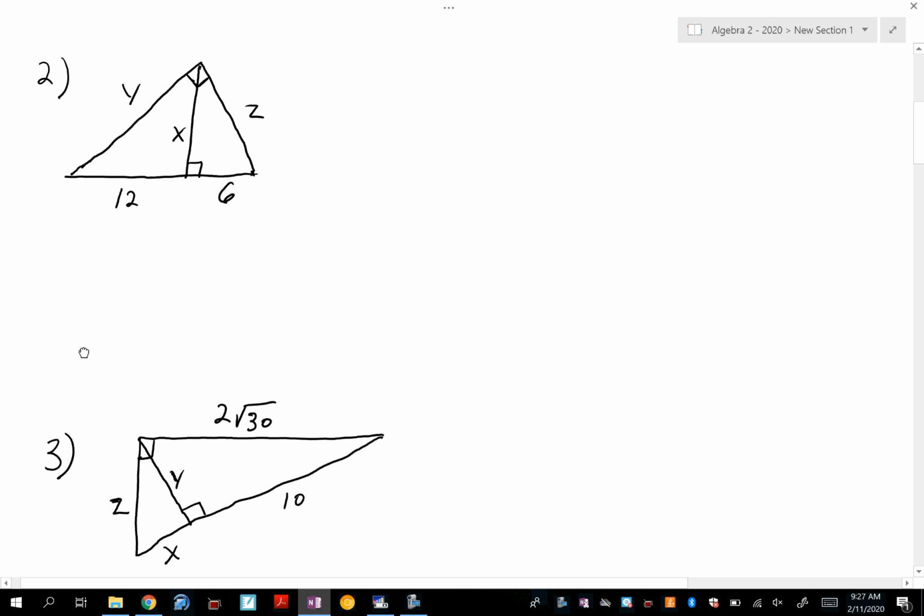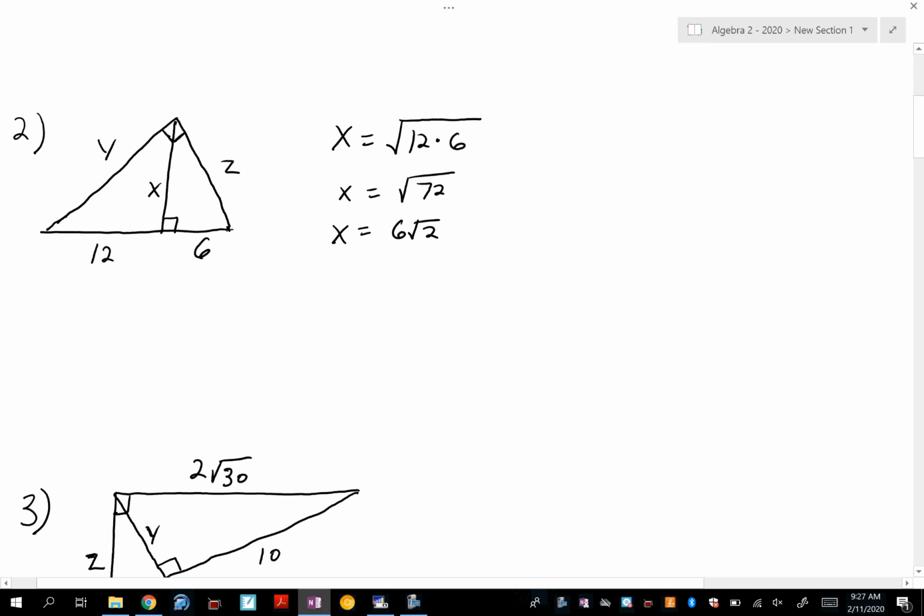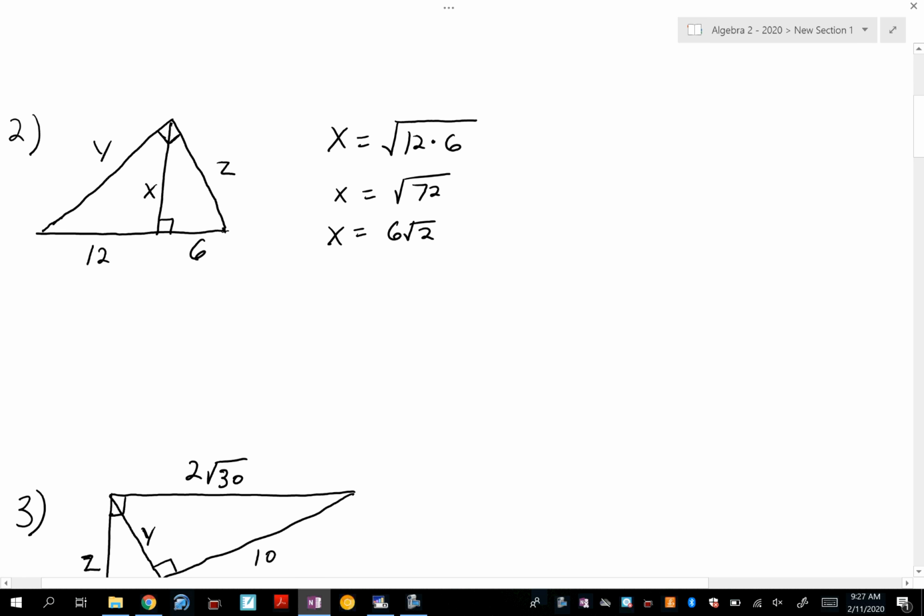So when you do the geometric mean, you're going to have x equals the square root of 12 times 6. All right, so x equals the square root of 72. If you simplify the square root of 72, you'll find that it reduces to 6 times the square root of 2. So that is going to be x. Now, when you solve for y, I'm going to set up those same ratios as before.